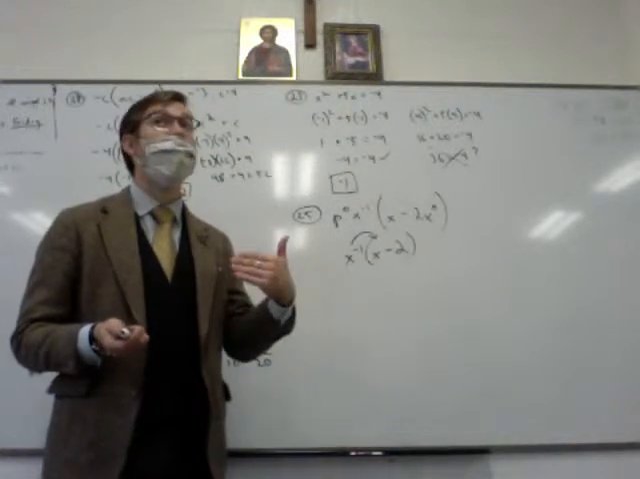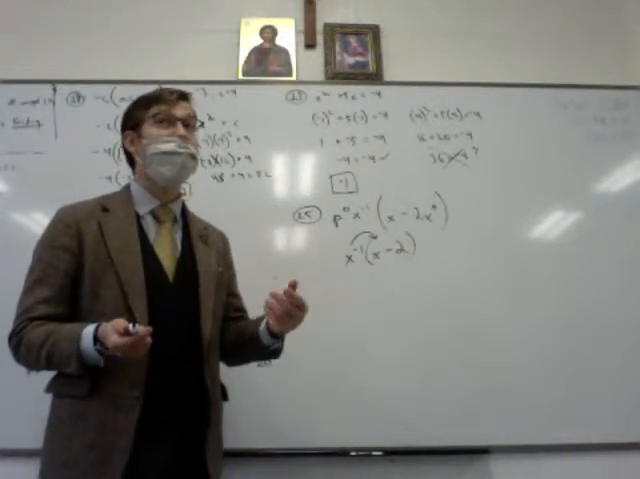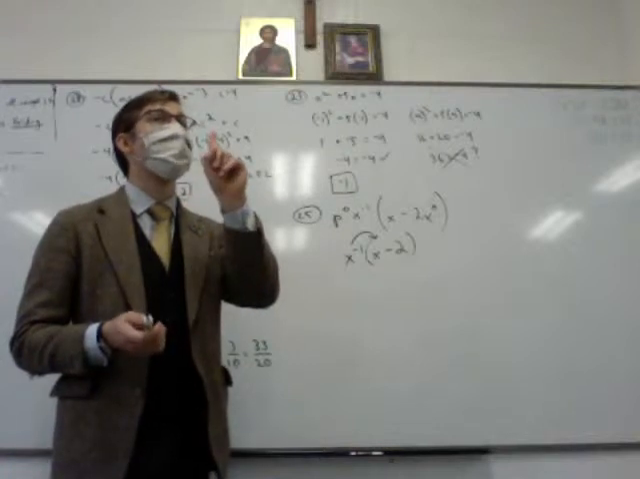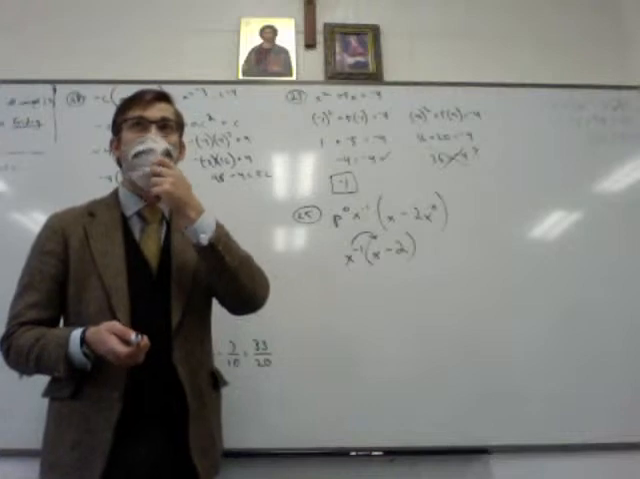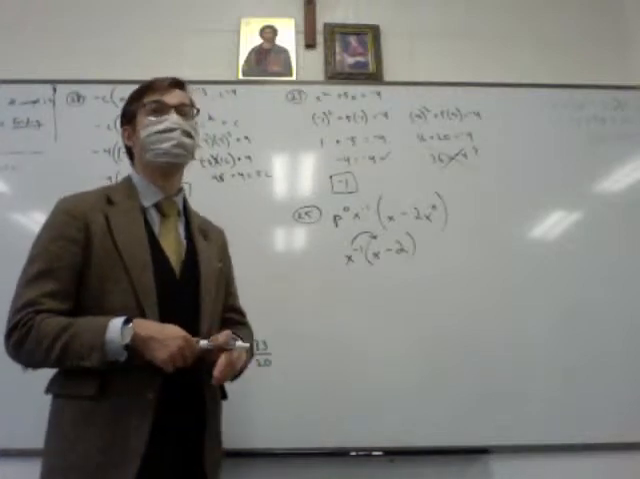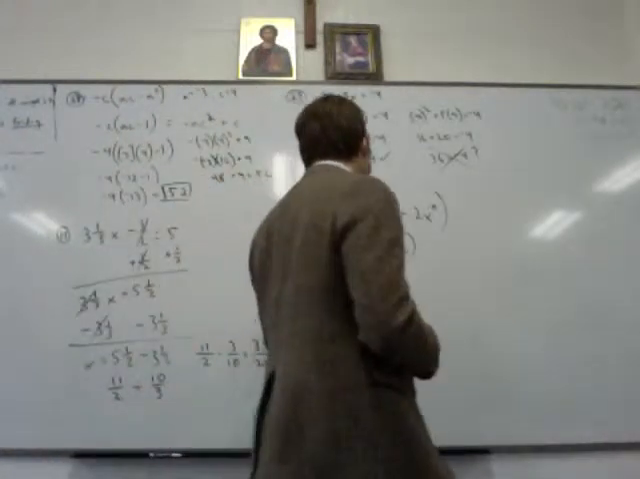So x to the negative 1 times x to the 1, we add the exponents. Negative 1 plus 1 gives us 0. The result is not 0, the result is x to the 0. And what's x to the 0 equal to? 1. Okay, so that becomes 1.